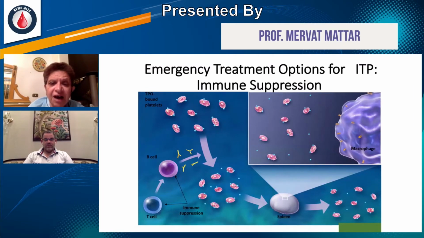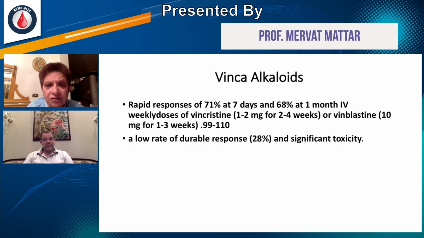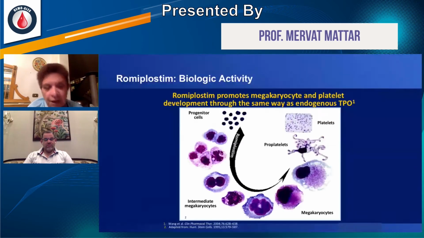Emergency treatment options other than what has been mentioned are these medications that can act on B cells. And so you can consider vinca alkaloids that give rapid responses of 71% at 7 days and 68% at 1 month. And they are given intravenously in weekly doses of vincristine or vinblastine. However, this is not a durable response. The durable response rate is only 28%. And of course, there is significant toxicity. I have to mention neutropenia and I have to mention peripheral neuropathy.